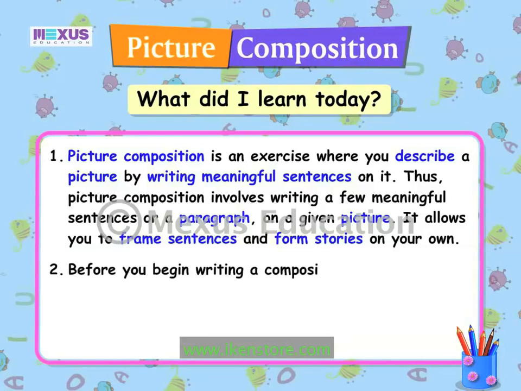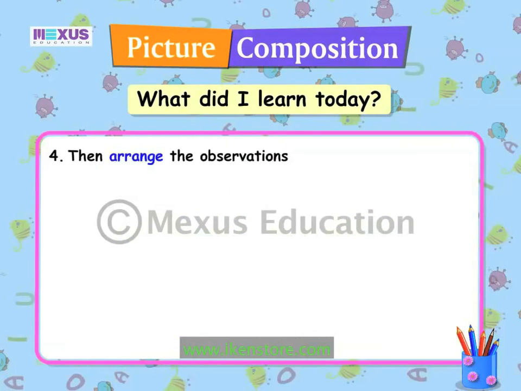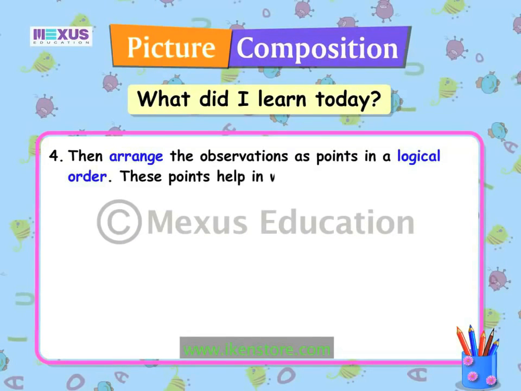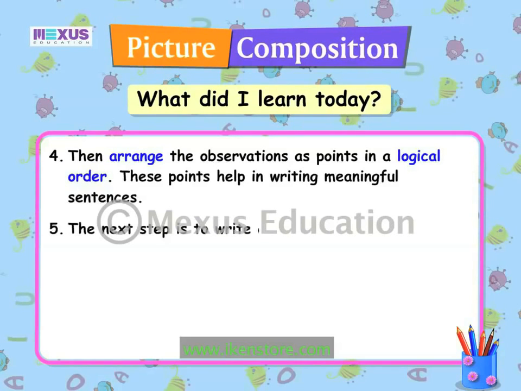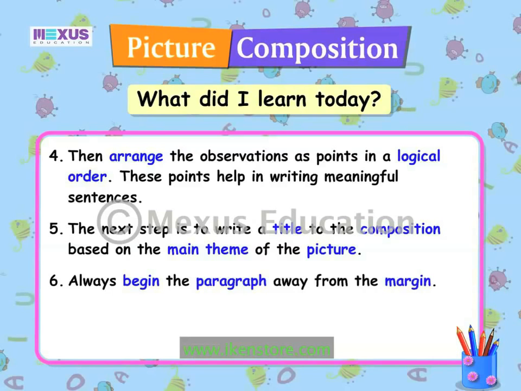Before you begin writing a composition, observe the picture carefully. Then you can ask questions and note down the answers or observations to these questions. Then arrange the observations as points in a logical order. These points help in writing meaningful sentences. The next step is to write a title to the composition based on the main theme of the picture. Always begin the paragraph away from the margin.